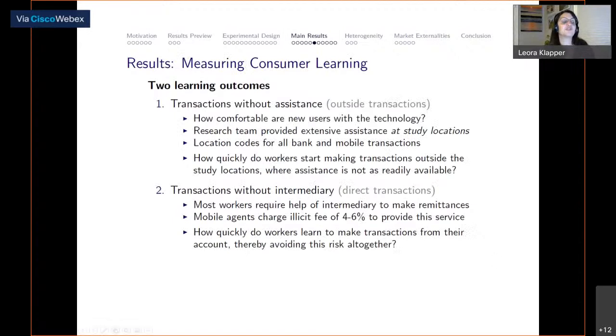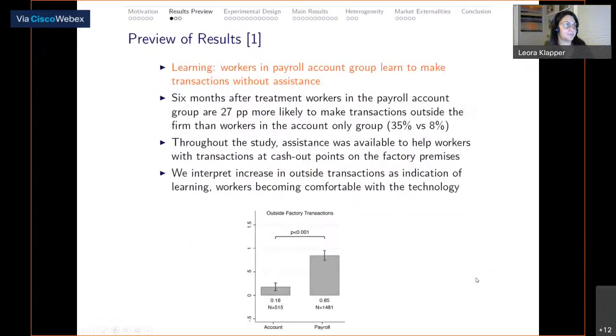Going back to our two measurements of consumer learning, the first is, can they make transactions without assistance? Basically, there's an ATM on the factory premises with support. We measure the use of ATMs outside of the factory, which may be more convenient to their home. So do they have the confidence, instead of waiting to use the ATM in the factory or only using it on payday, to start using the ATMs at more convenient times and places? The second one is transactions without intermediaries. These are direct transactions, rather than going to a mobile money agent and standing in line and having to give him or her your phone number. And often, these listed fees are about 4 to 6% transaction fees to provide this service. How quickly do they start making payments directly from their own phone and avoiding this risk completely?